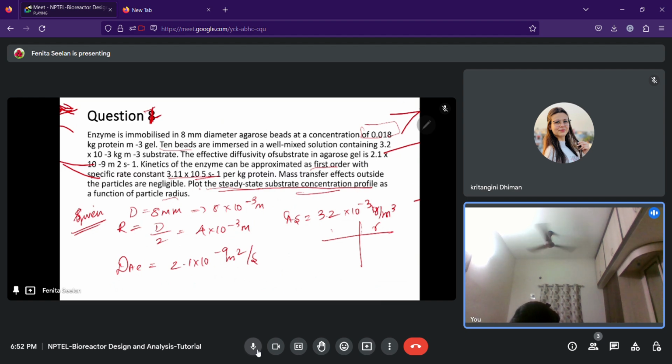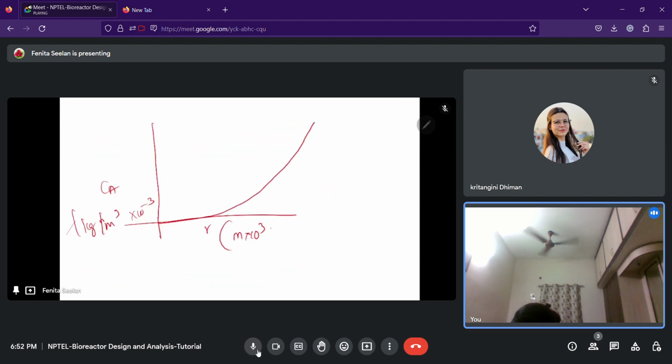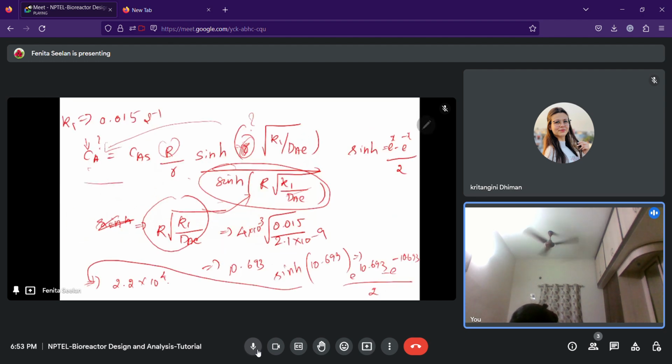You will be given different radius values, and based on that you have to calculate the concentration. For calculating that only, we have found all these things. As the session doesn't allow it, I was not able to inform you about graph sheets, so we will not be doing that. I'm just explaining the procedure.